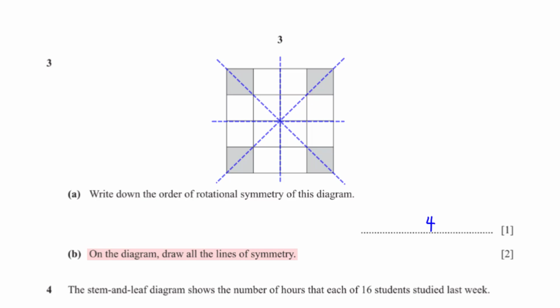On the diagram, draw all the lines of symmetry. A line of symmetry is a line that splits a shape such that one half of the shape is a mirror image of the other half. In this case, we have 4 lines of symmetry.